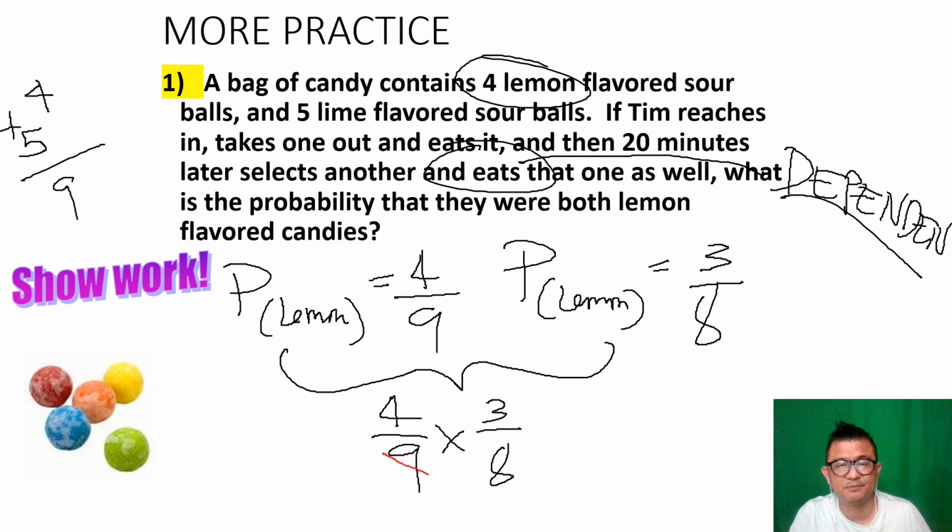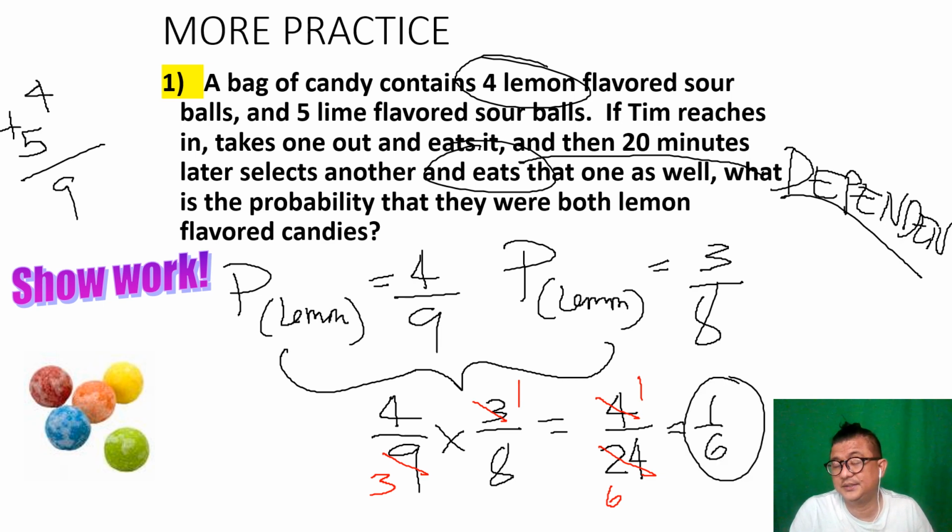Guess what? I could simplify this. Divide by 3, 1. Divide by 3, 3. So that I don't need to reduce to the lowest terms. 1 times 4 is a 4. 3 times 8 is 24. But I could still reduce that. Divide by 4, 1. Divide by 4, 6. So my answer would be 1 out of 6. The probability is 1 out of 6.